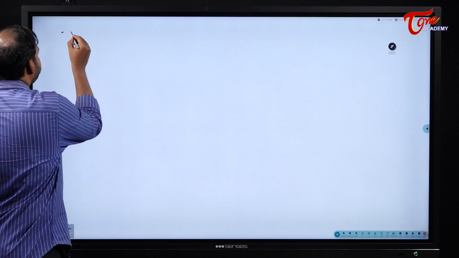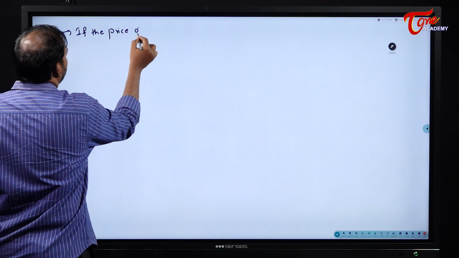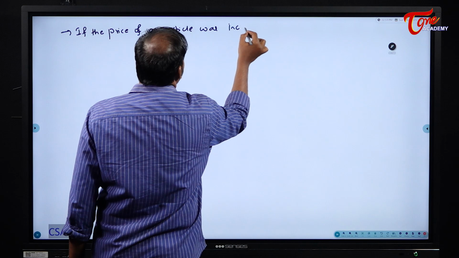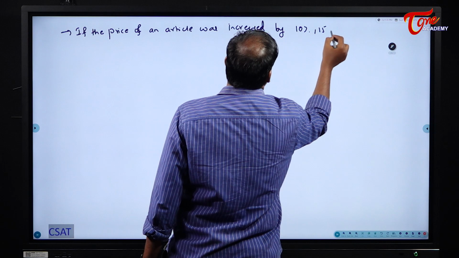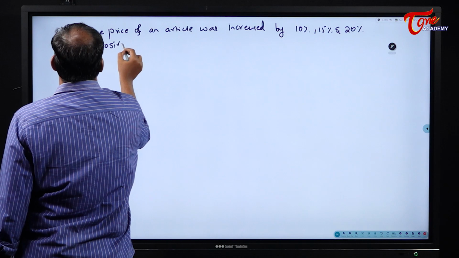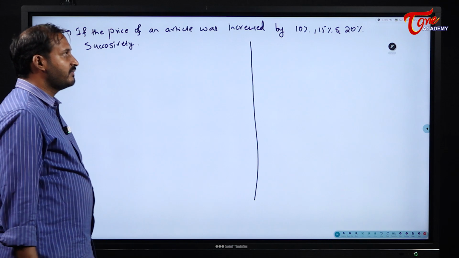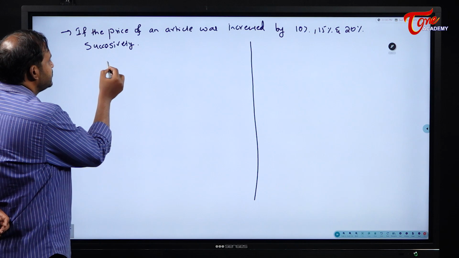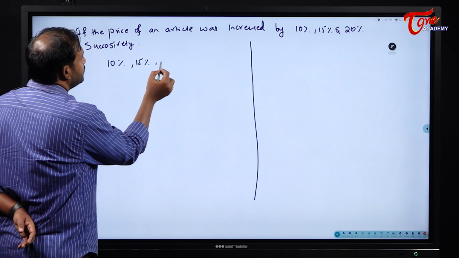For example, if the price of an article was increased by 10%, 15% and 20% successively, what is the overall change in the price? Now see here, if we go with effective percentage, what will happen? If we go with the shortcut method, what will happen? We will see both of them. Okay, so it is increased by 10%, 15% and 20%.